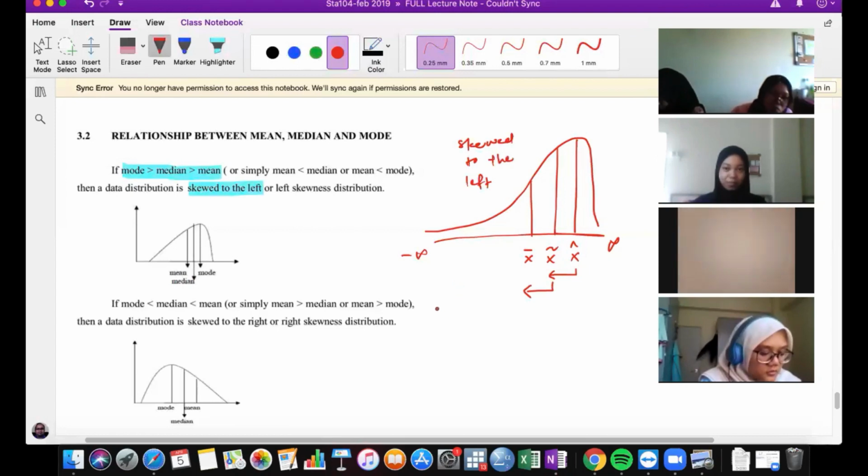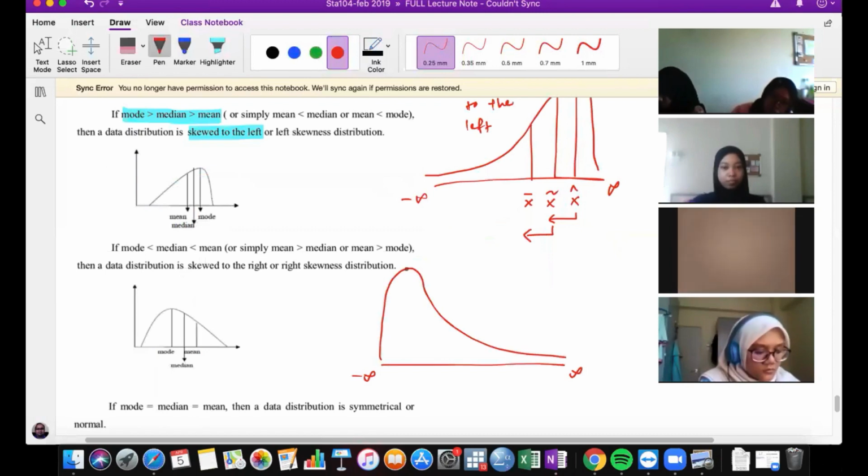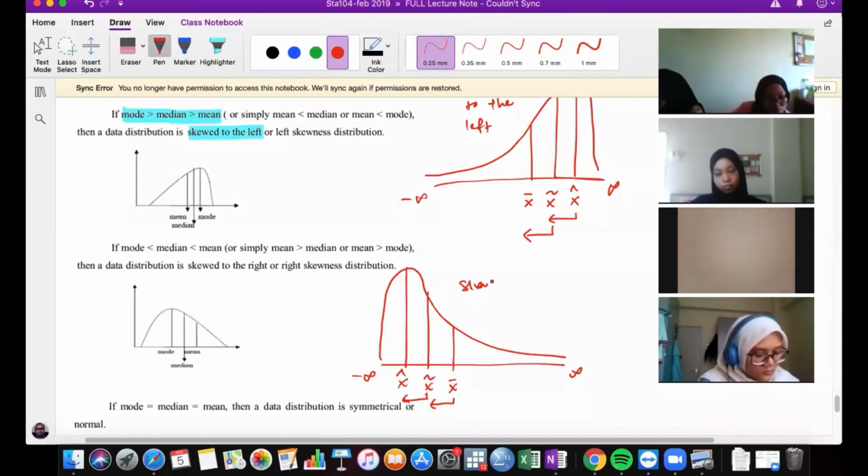Otherwise, if you have mode smaller than median, smaller than mean, then the mean is the highest, higher than the median, and the median is also higher than the mode. So this is skewed to the right distribution.